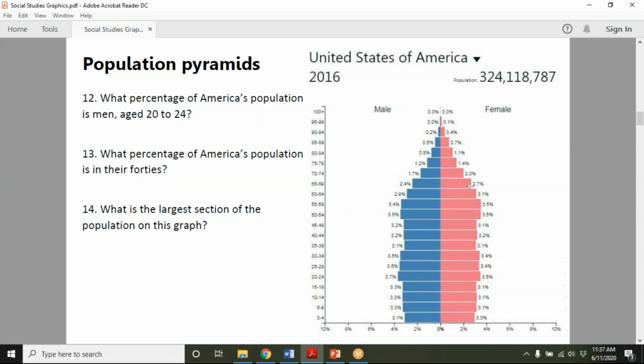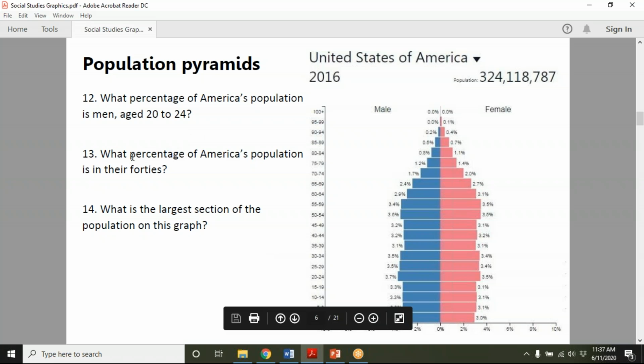Number 12, what percentage of America's population is men aged 20 to 24? 3.7. So if you lined up 100 Americans, or let's say 100,000 Americans, on average 3.7% of them would be men aged 20 to 24.